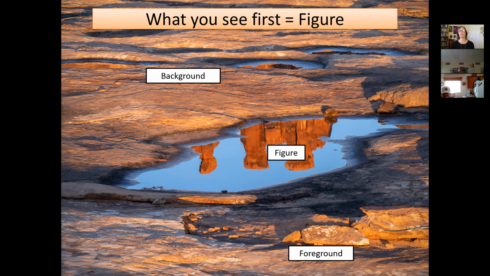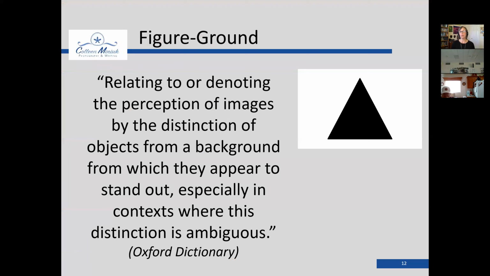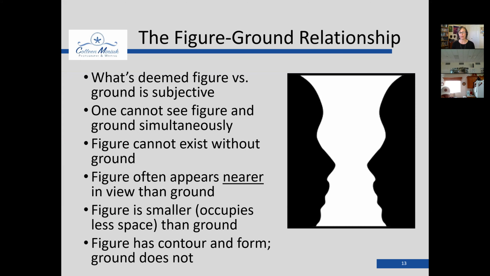And as photographers, we tend to label these in 3 different ways. We break it down into foreground, midground, and background. And so we can use this idea of the figure-ground relationship, which is defined as relating to or denoting the perception of images by the distinction of objects from a background from which they appear to stand out, especially in contexts where this distinction is ambiguous. And if you think about the types of scenes that we approach in the outdoors and nature, there's a lot of ambiguity, right? There's a lot of chaos.